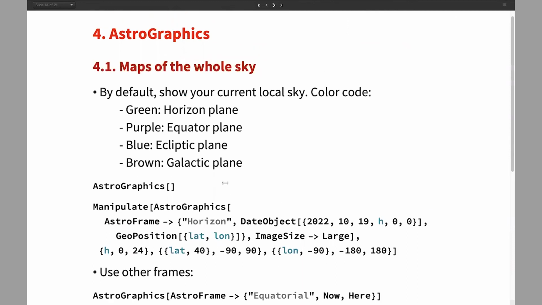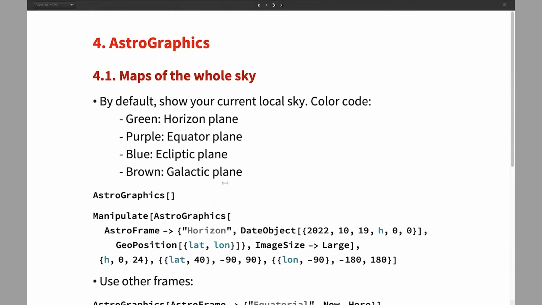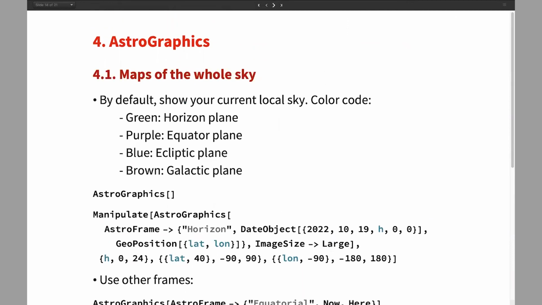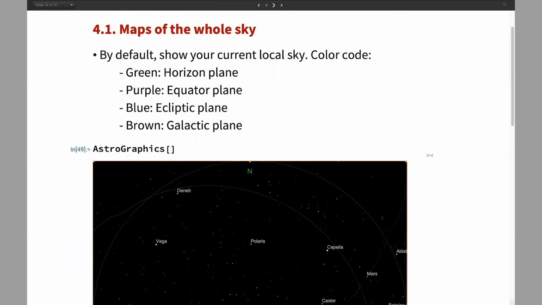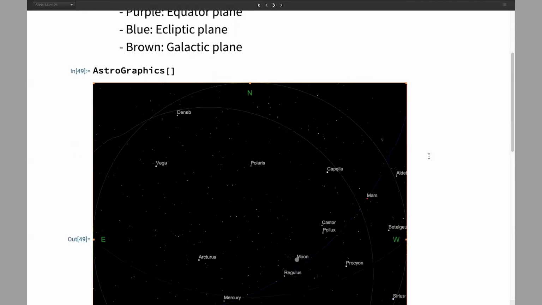Okay. So now let's talk about AstroGraphics. Let's see. Okay, this is what AstroGraphics does by default. It's a map of the local sky.